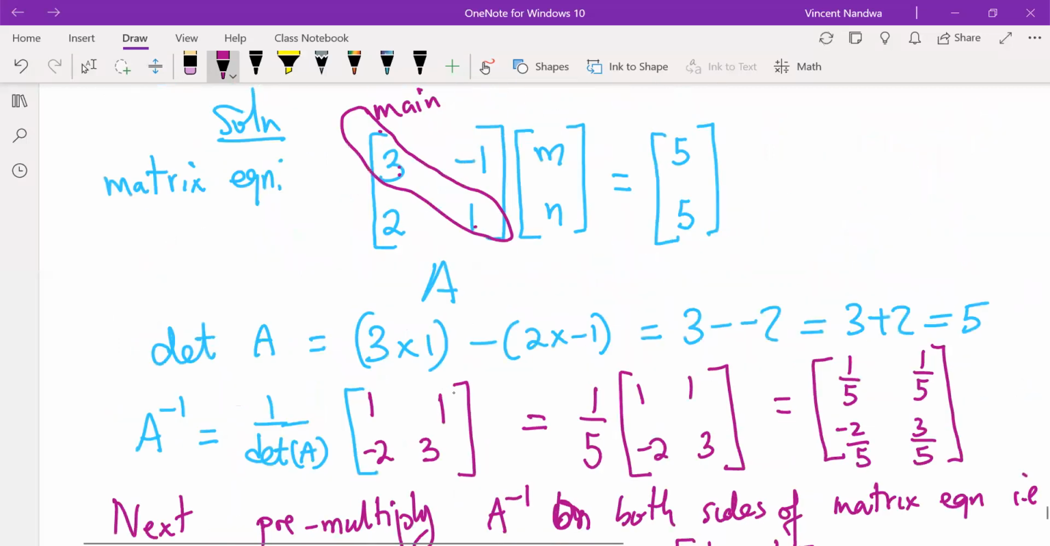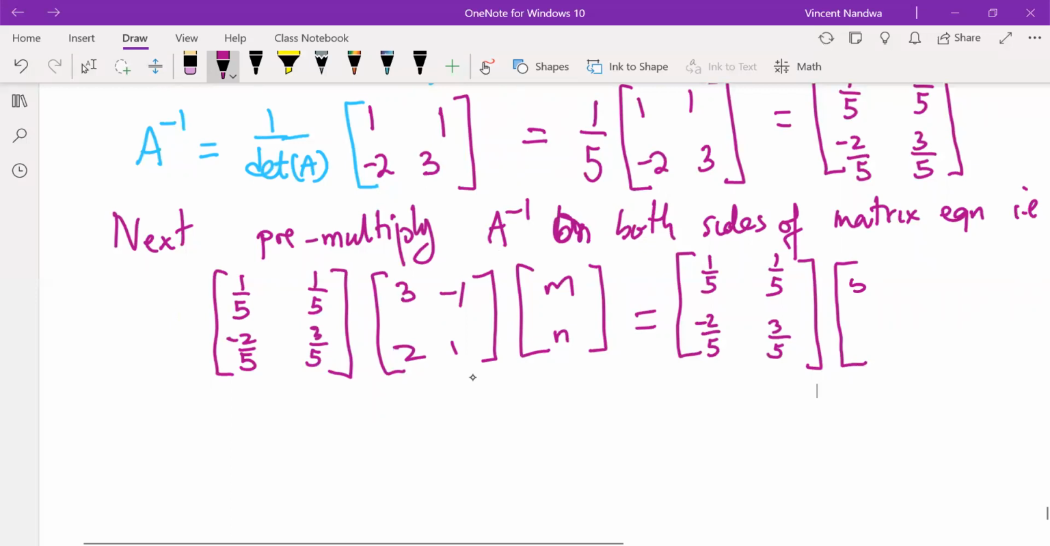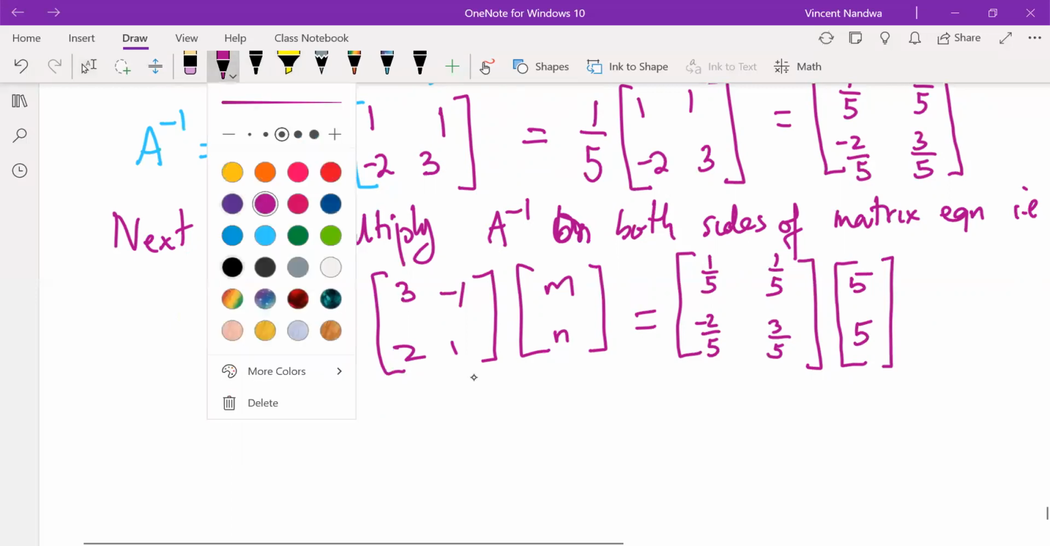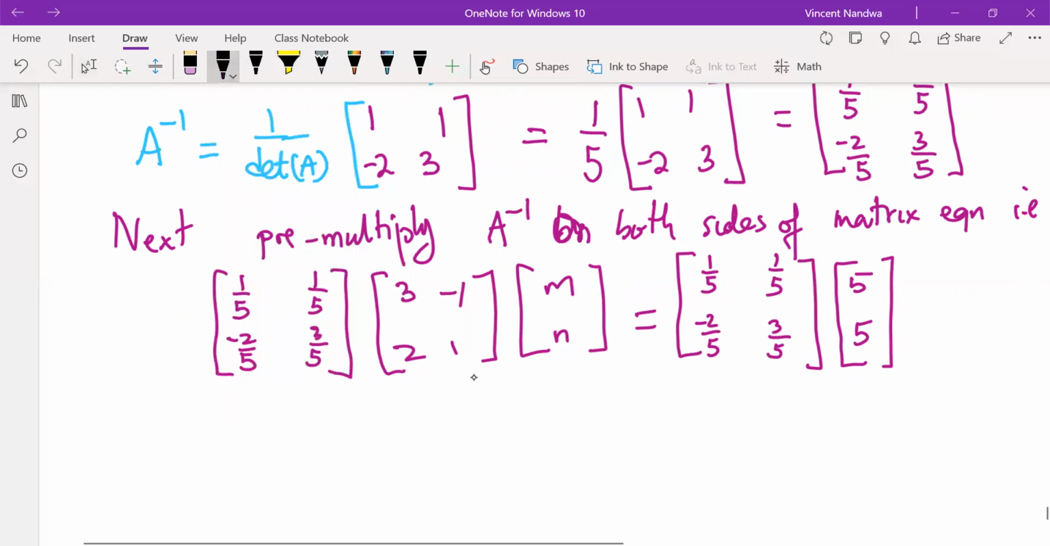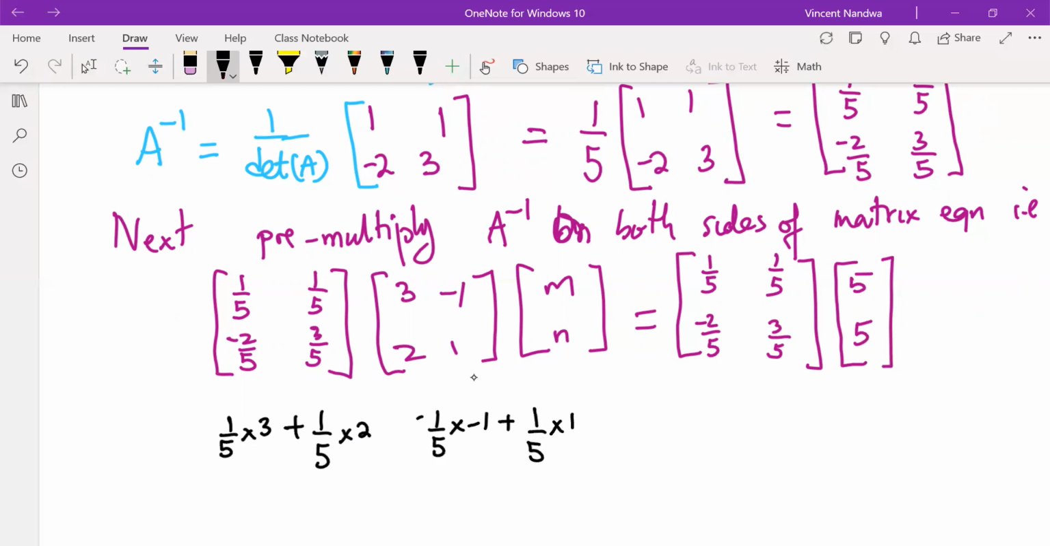Then the constants matrix is 5, 5. So usually we have to multiply row by column. So we have 1 over 5 times 3, so this row times this column, plus 1 over 5 times 2. Then the other element will be 1 over 5 times -1 plus 1 over 5 times 1.